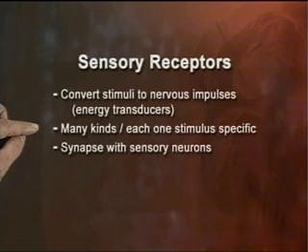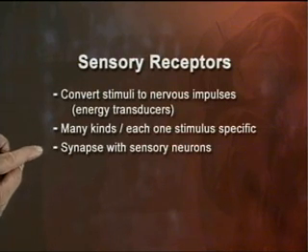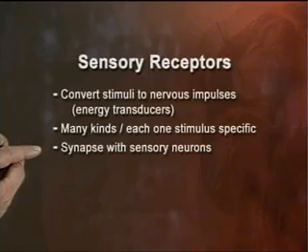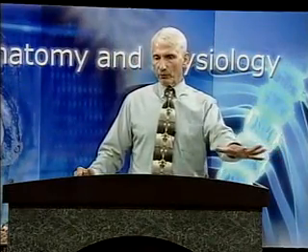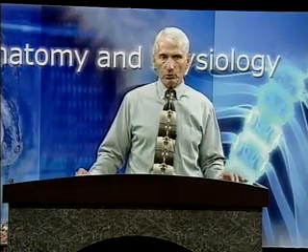The rods and cones in the retina of the eye, you can warm them up and cool them down. Within physiologic limits, they do not generate impulses except in response to light. And the other kinds of sensory receptors are similarly stimulus specific. Once they generate the impulse, they synapse with the sensory neuron, and the sensory neuron then carries the impulse into the brain or the spinal cord. So that's how the sensory information gets from the peripheral regions in the body where the impulses are originally generated into the brain or spinal cord.